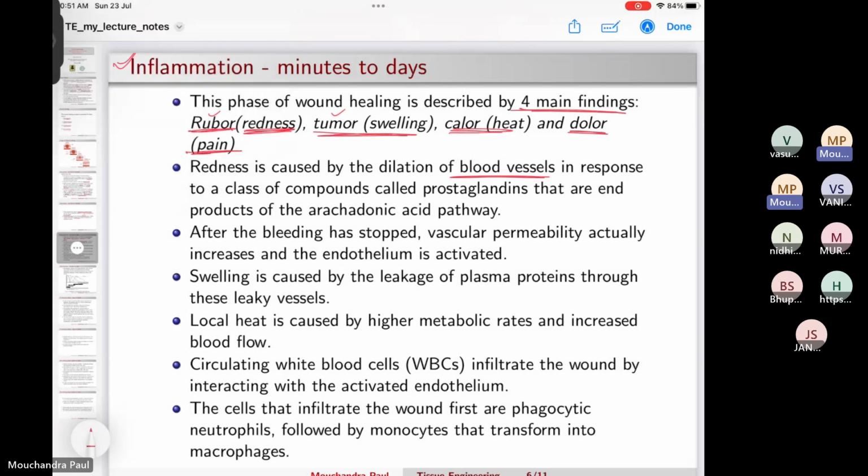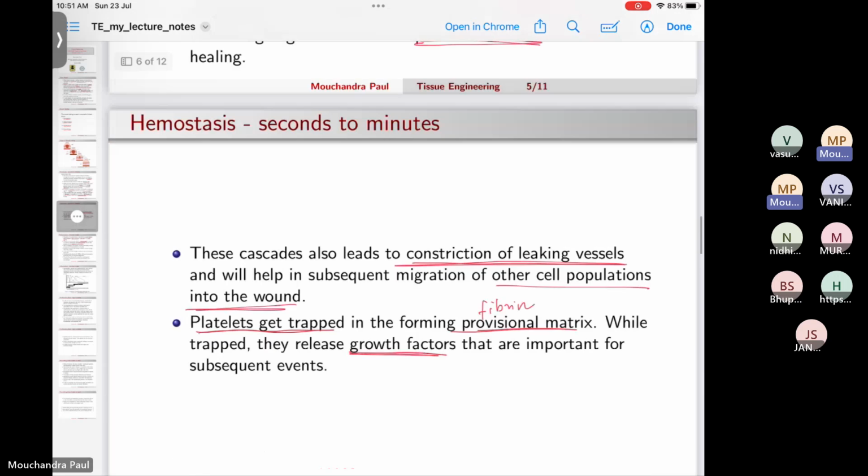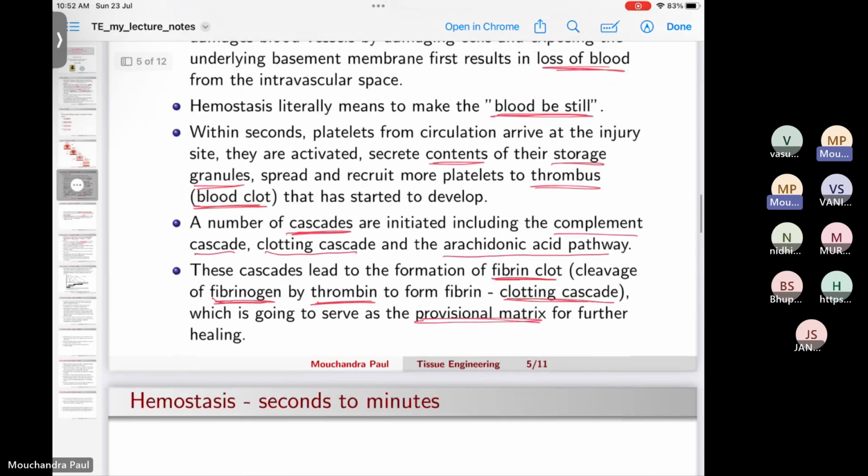Right. So due to dilation of the blood vessels, the site becomes red. Now how did this dilation happen? It happened in response to a class of compounds called prostaglandins, and these prostaglandins were initially the products of the arachidonic acid pathway that we just saw in the hemostasis phase. This pathway got initiated, right?